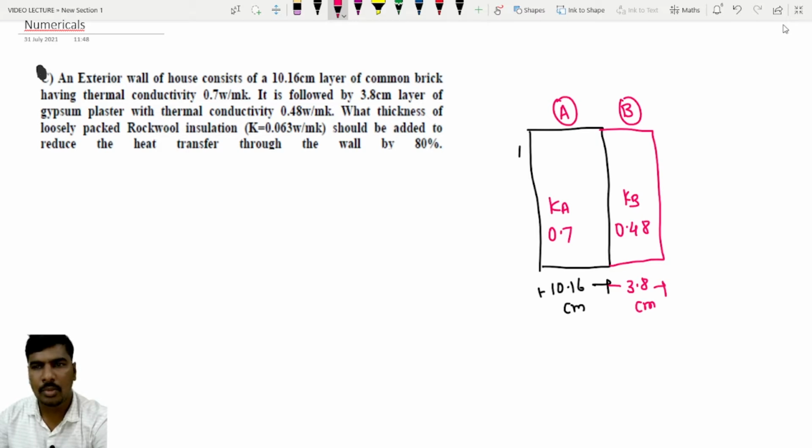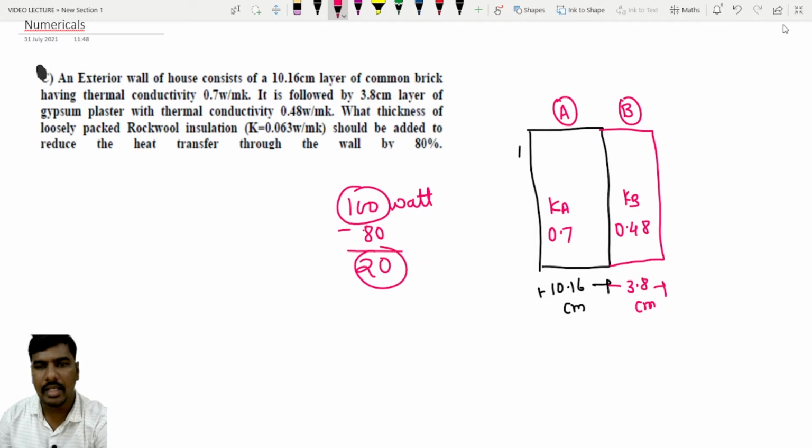So for that we have to calculate first the rate of heat transfer by the present mode of heat transfer. So only two layers are there, A and B. We have to calculate the heat transfer rate. Suppose for example it is 100 watt of heat transfer. Now we have to reduce 80%, and 80% of 100 is 80. So we require only 20 heat transfer, and for transferring that 20 heat, we have to find out what is the thickness of loosely packed rock wool insulation we should add here.